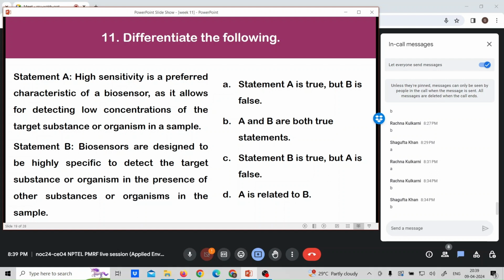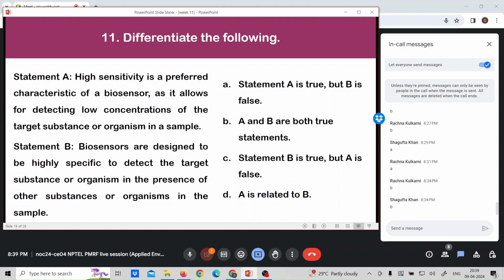Okay, I guess we can go with discussing the answer for this. As we have studied previously, we saw about selectivity and all. Now we'll see about this question where statement A tells high sensitivity is a preferred characteristic of a biosensor as it allows for detecting low concentration of the target substance or organism in a sample.